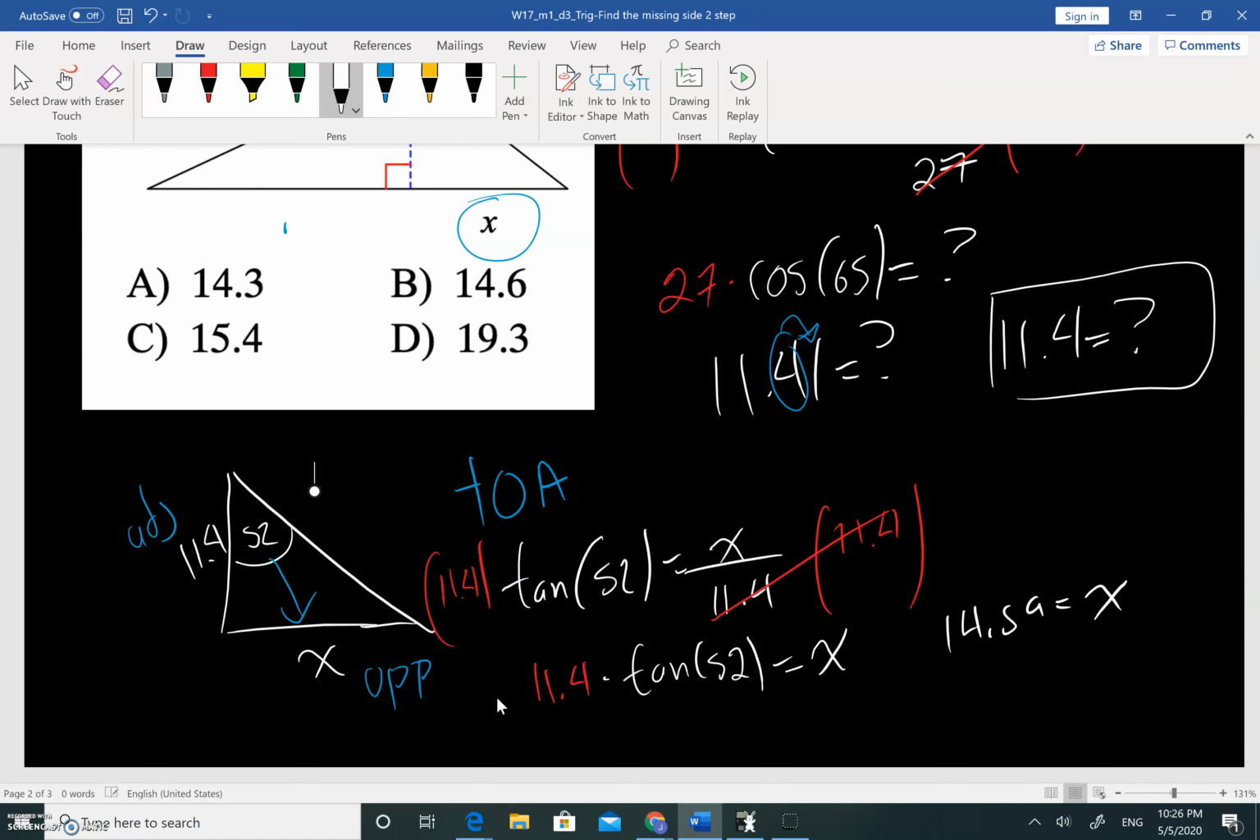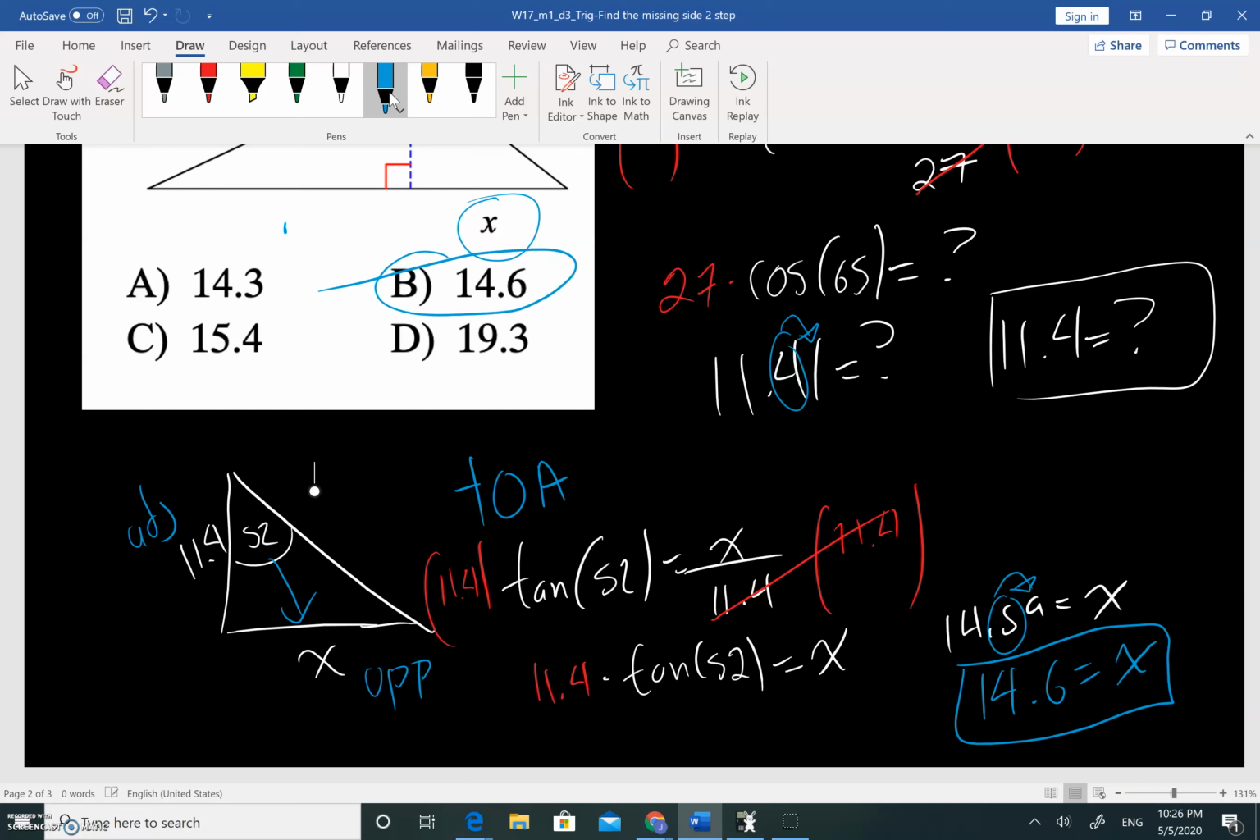We need to round this, so we look at our 5, we look at the 9, so that's 5 or greater, therefore this is going to go up. 14.6 is my answer to the nearest tenth, and that would be my B.